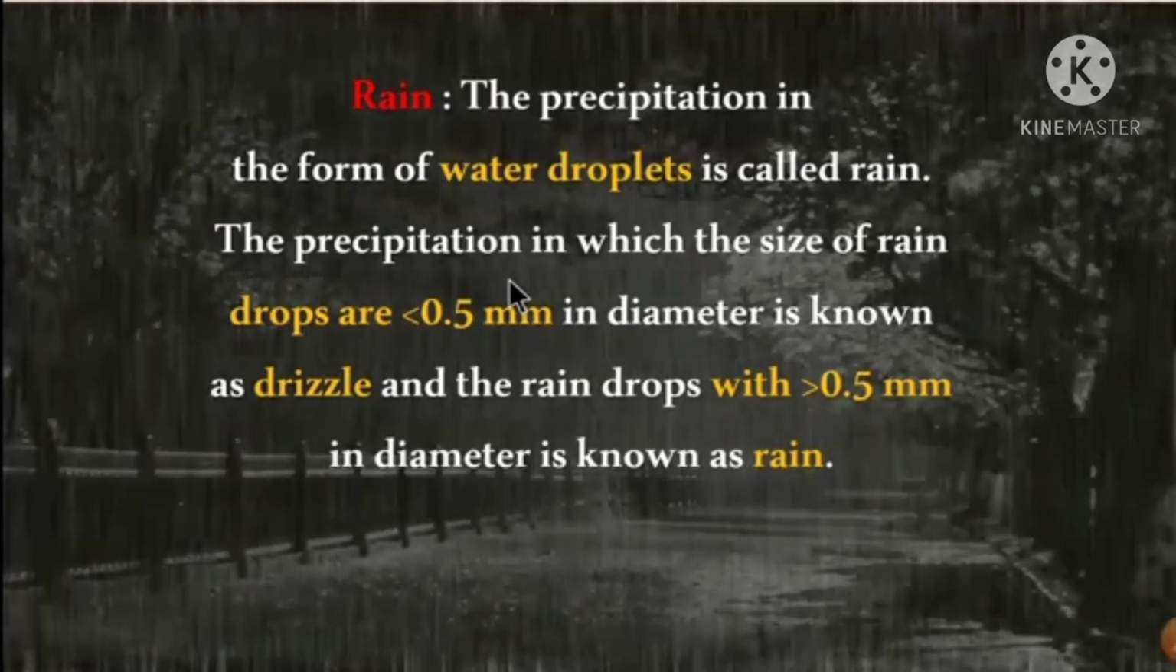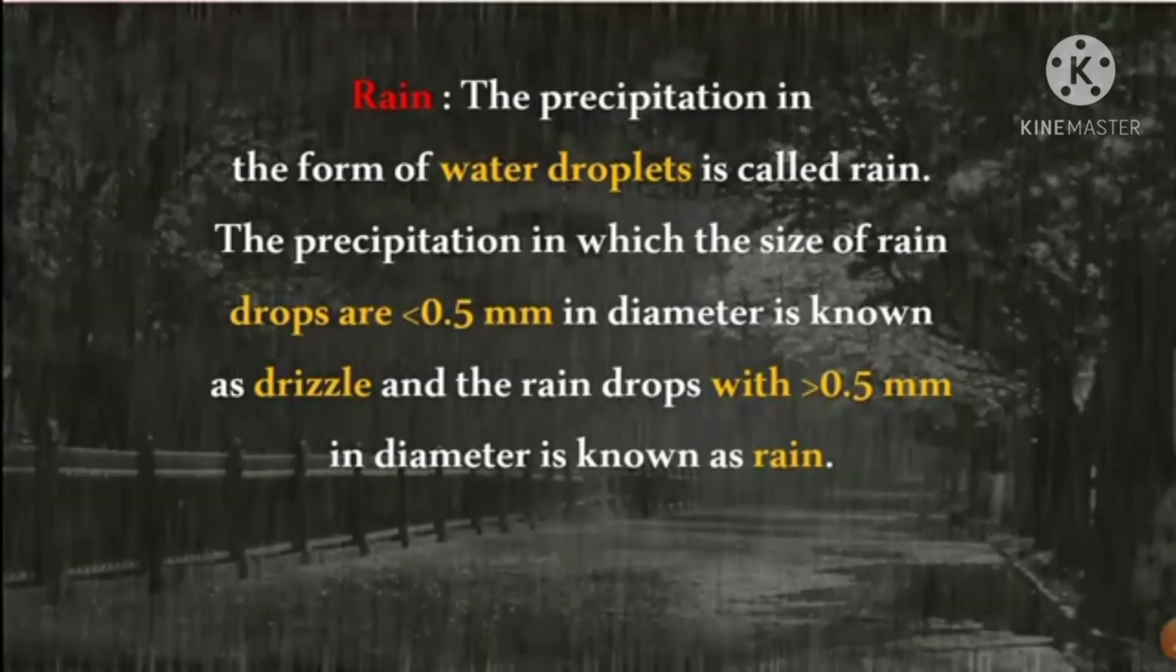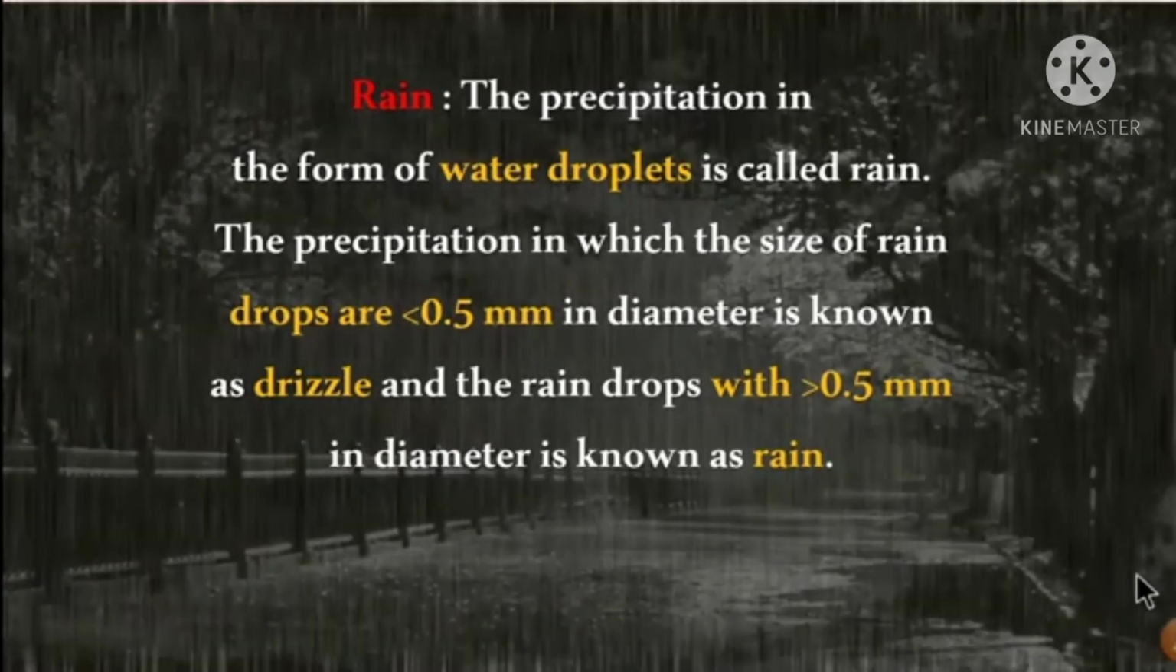So children, rain is the most common form of precipitation and most of it occurs in the form of raindrops. Children, I hope you all are clear.